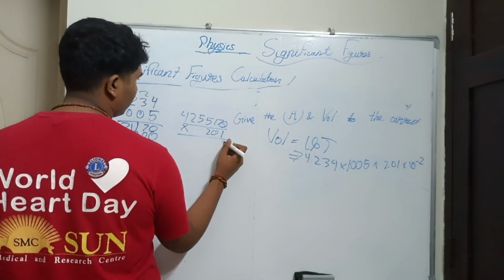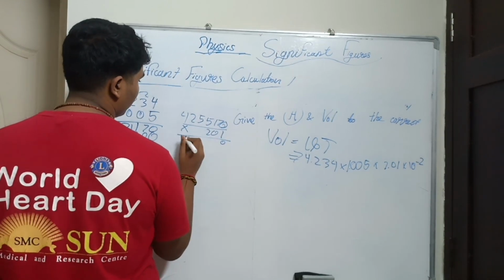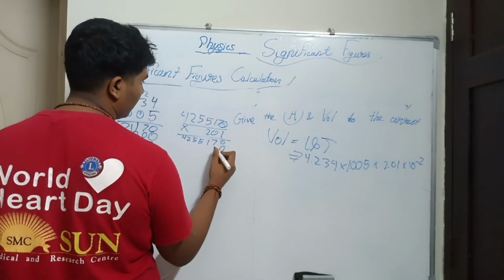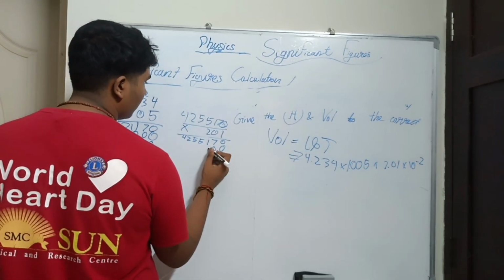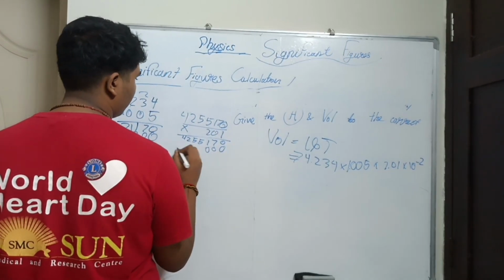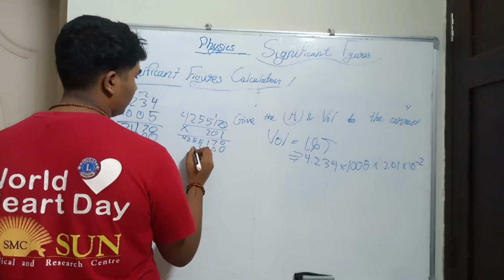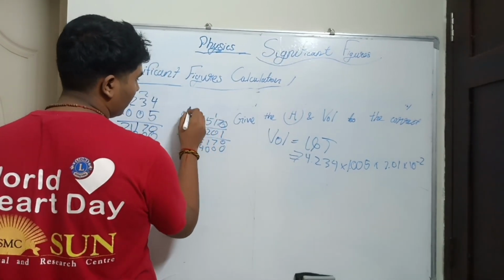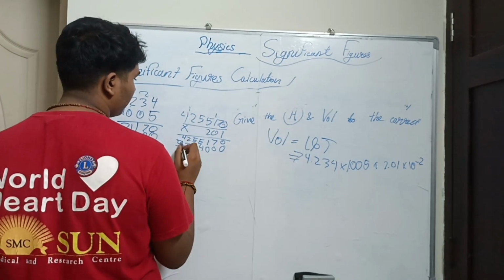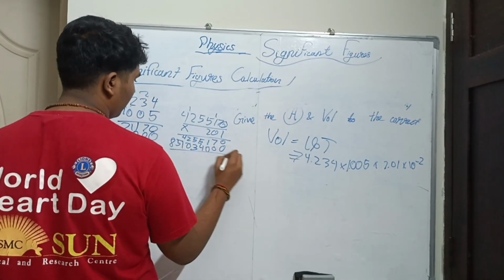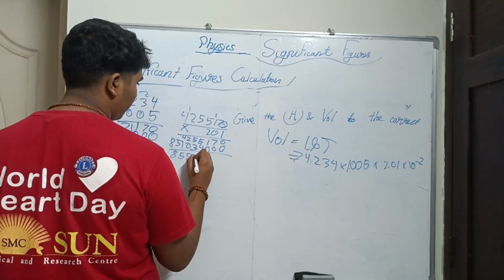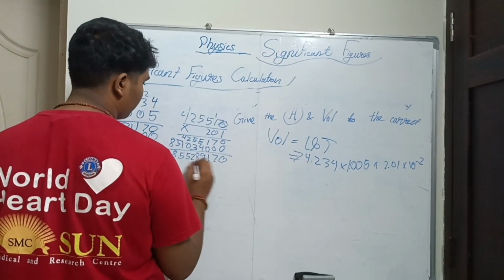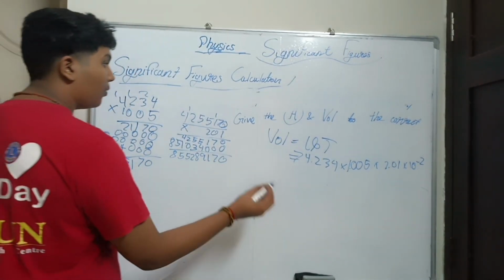So 4255170 times 1, then the zeros, then 4255170 times 2, and adding them you get 855289170. Okay, everyone got this? Now for the decimals.